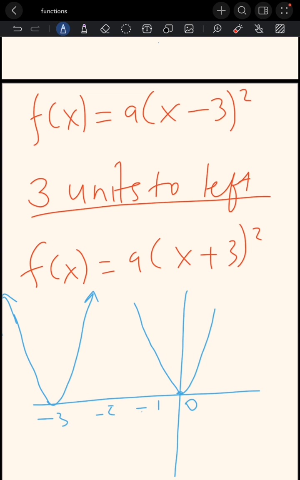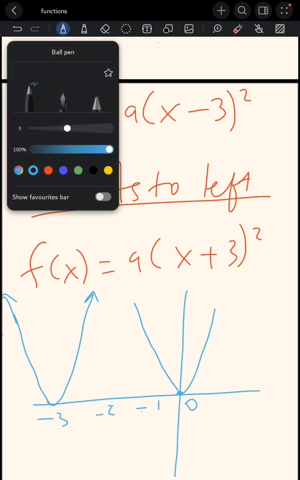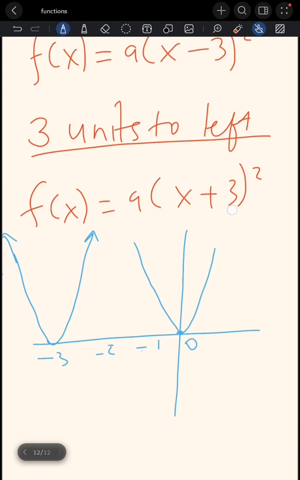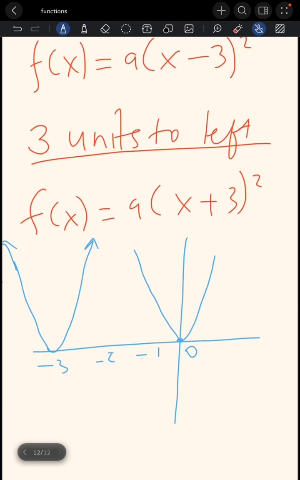Why is our equation plus if we move to the left, or why is it positive here if we move it to the left? Because if you take what's inside the bracket and say x plus 3 is equal to 0, the x value will be minus 3, which will be the x value of your turning point, and the y value will be 0 because this graph has not shifted anywhere up or down.